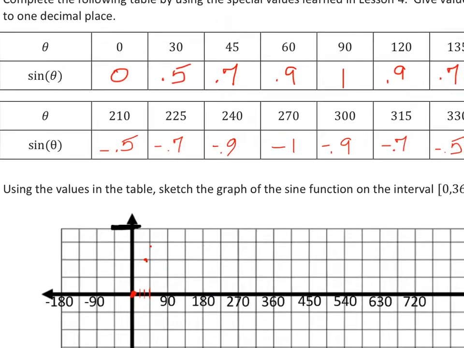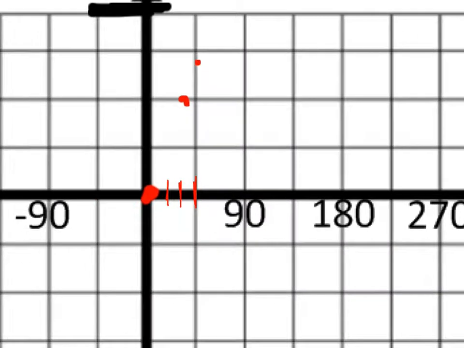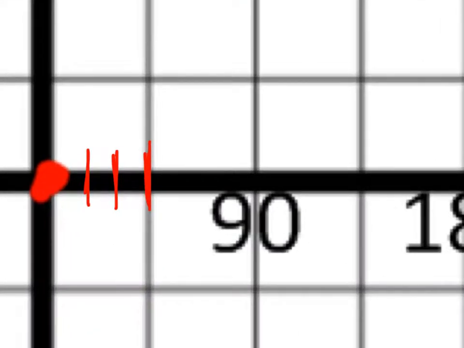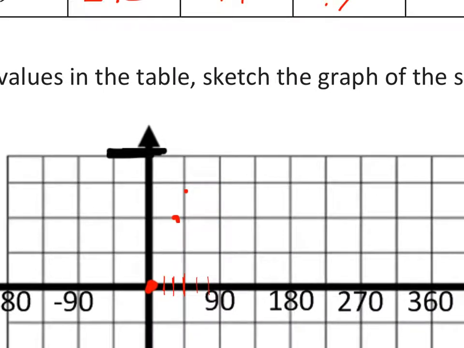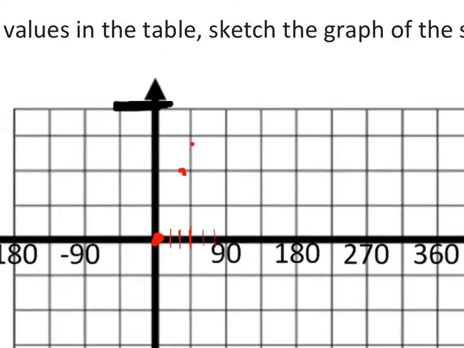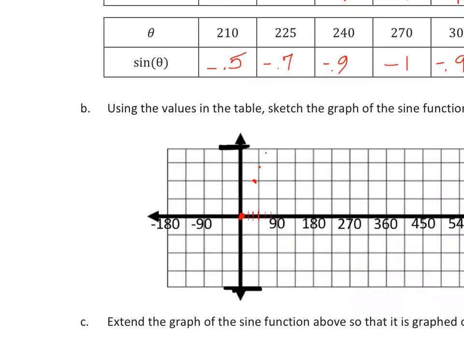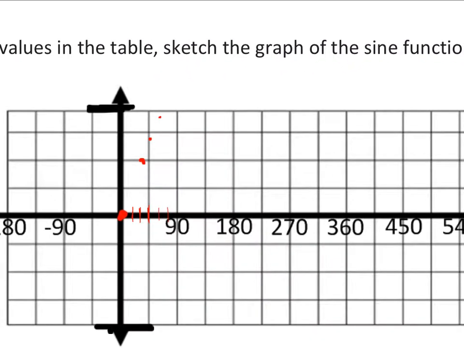And next up is sine of 60 degrees. Now I have to come back in here and take a look. I have 45, 60, 75. So I'm going to plot. I need to go over to 60 degrees and go up to 0.9. So that's going to be approximately there. And then 90 degrees is 1. So we have part of it completed there.